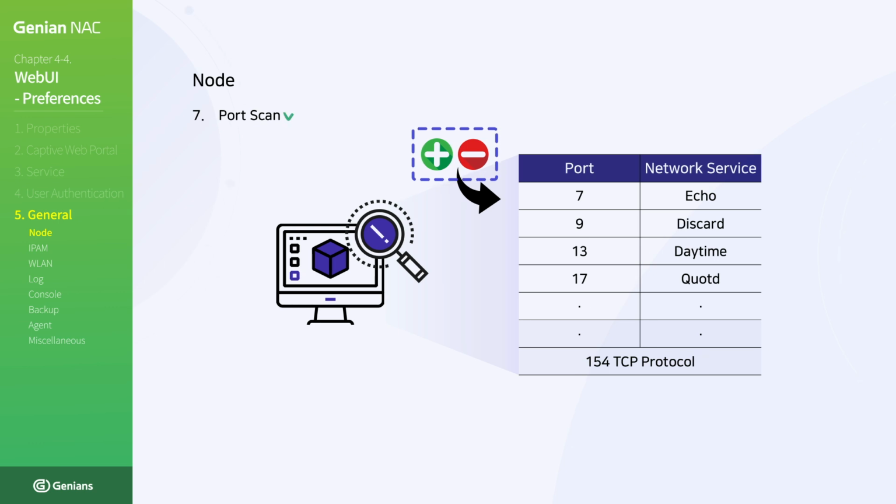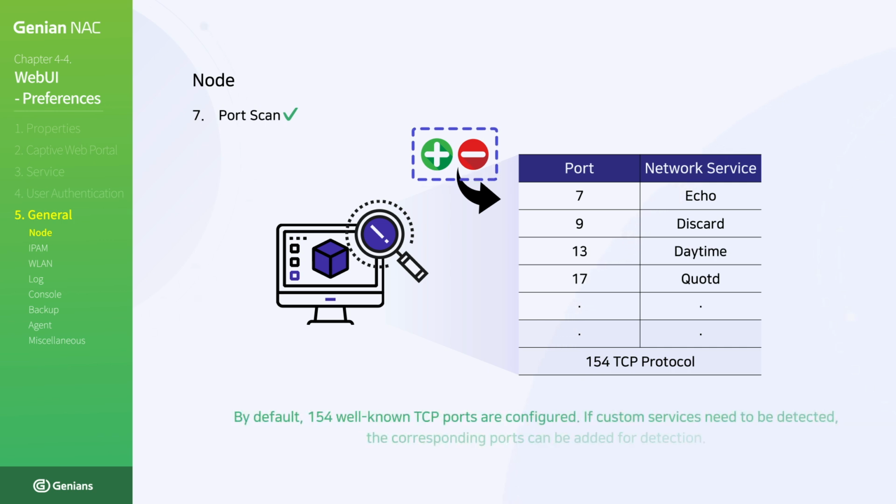The port scan section allows adding or removing TCP ports used to detect services running on nodes. By default, 154 well-known TCP ports are configured. If custom services need to be detected, the corresponding ports can be added for detection.